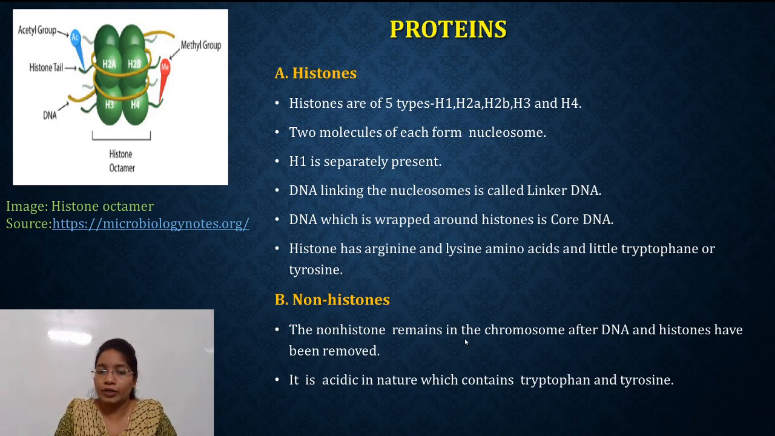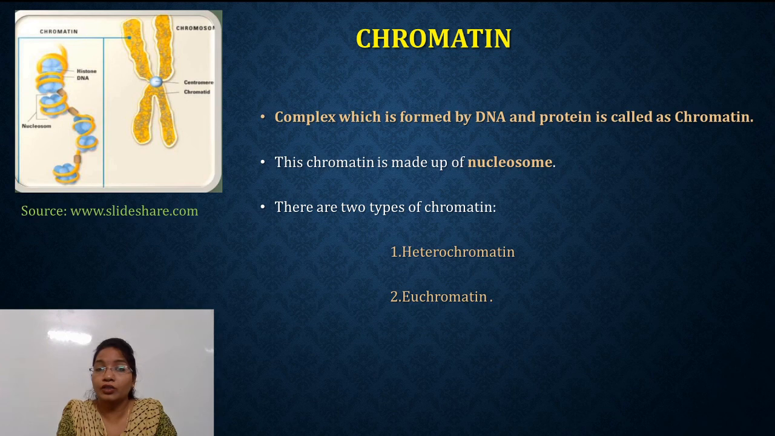So, non-histone proteins, they remain in the chromosome even after the DNA and the histones have been removed. Okay, and these are acidic in nature and they contain main amino acids as tryptophan and tyrosine. Okay, so in this way, histone and non-histone, they constitute the protein part of the chromosome. Coming to the word chromatin. Now the complex which is formed by the DNA and the protein is called as the chromatin. Okay, so this is a chromatin structure.